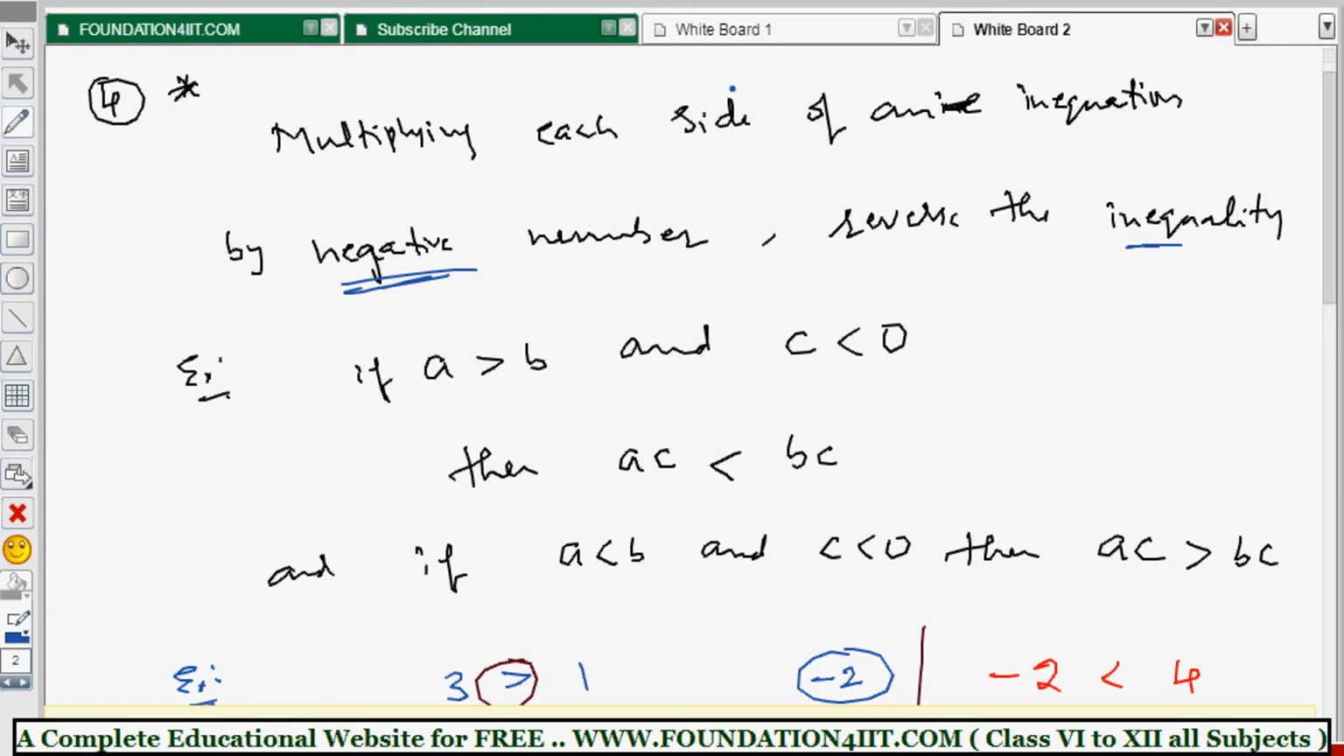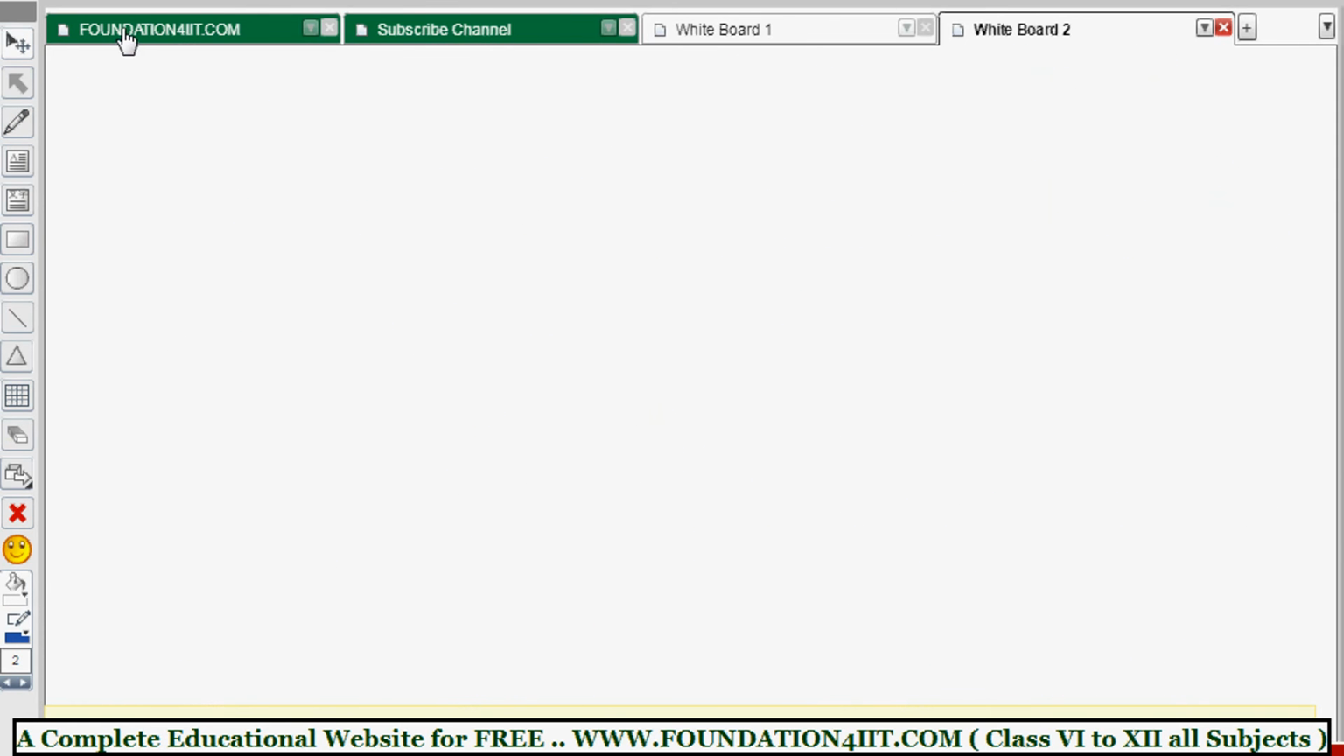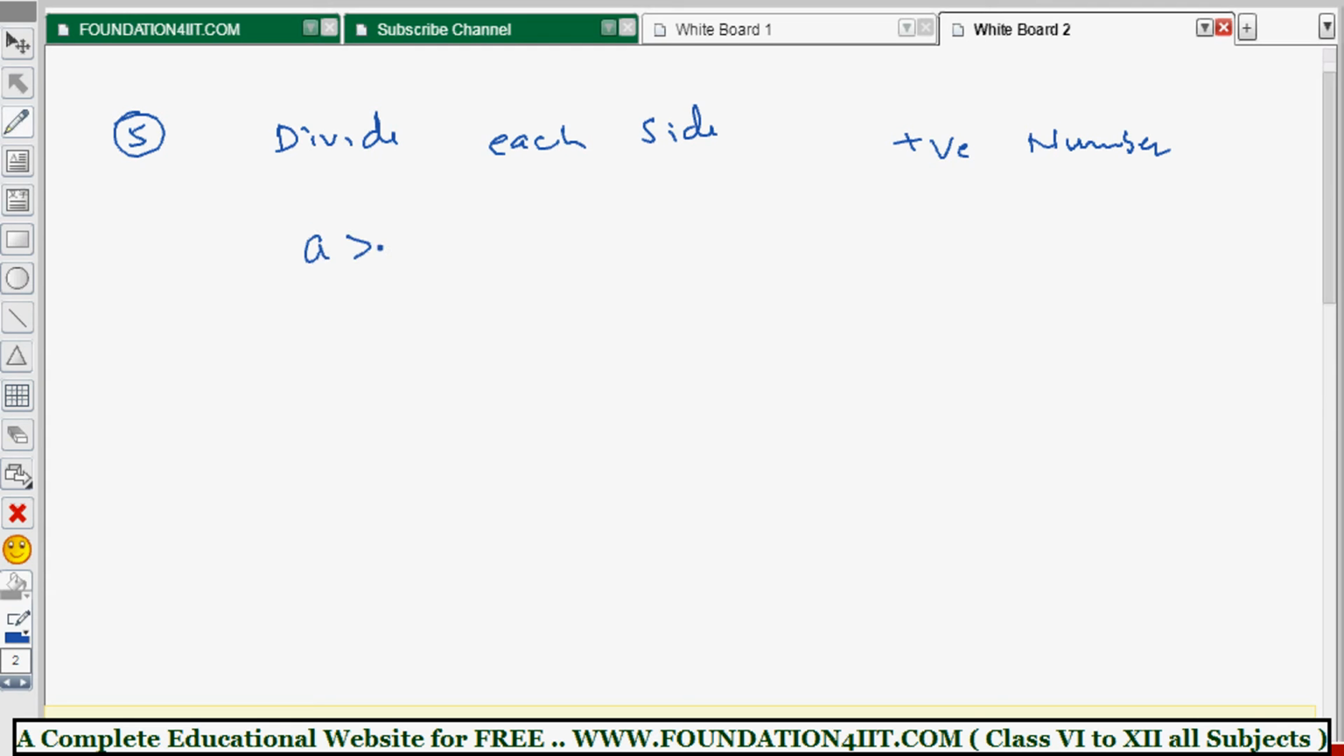Fine. Now see here one more, the fifth one. This is about division. Dividing each side of an inequality by a positive number also does not change it, same as multiplication. If you divide each side with a positive number, there is no change. So if a is greater than b, and for example c is greater than 0, then a divided by c is greater than b divided by c.